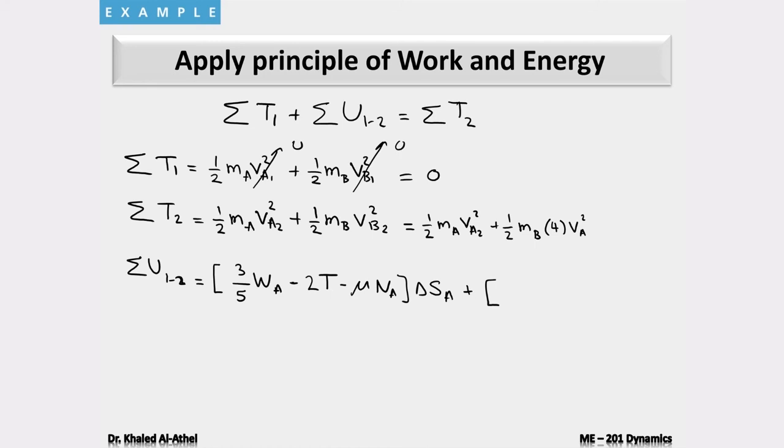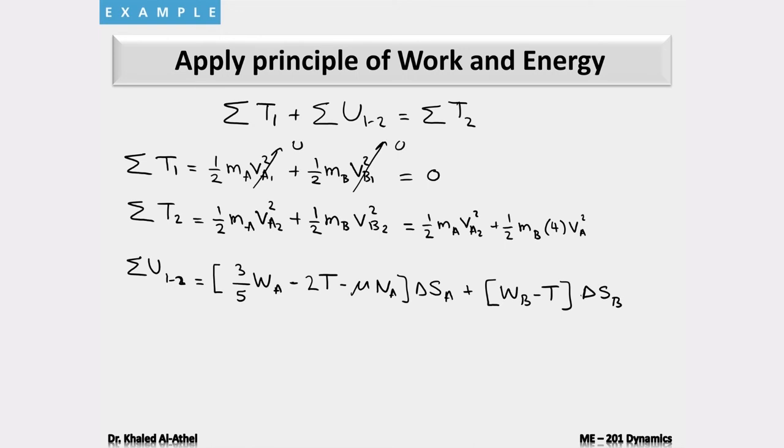So I'm going to say, here I have WB minus T. Sorry, I keep doing this by mistake. Okay? So that's it. Minus T, sorry. This is multiplied by delta SB. Now, let's look at the problem.